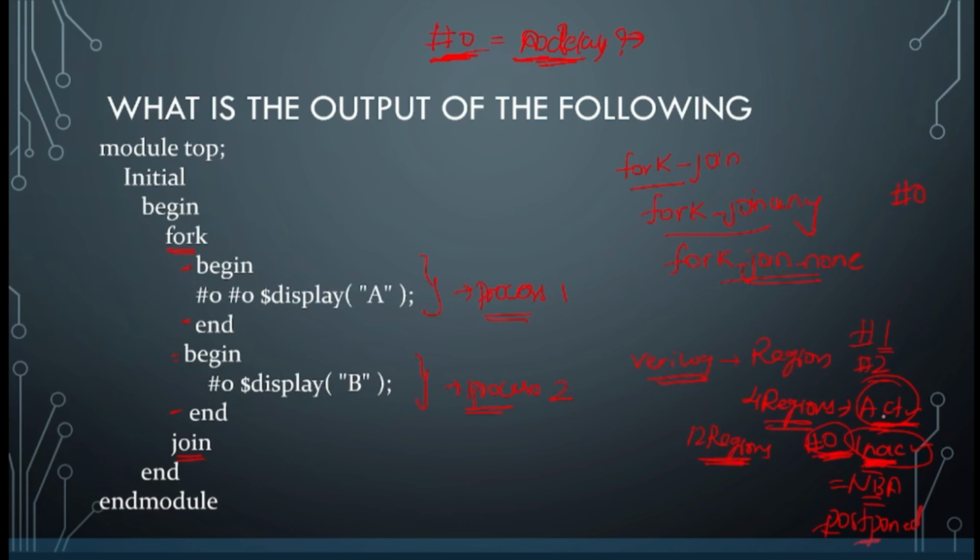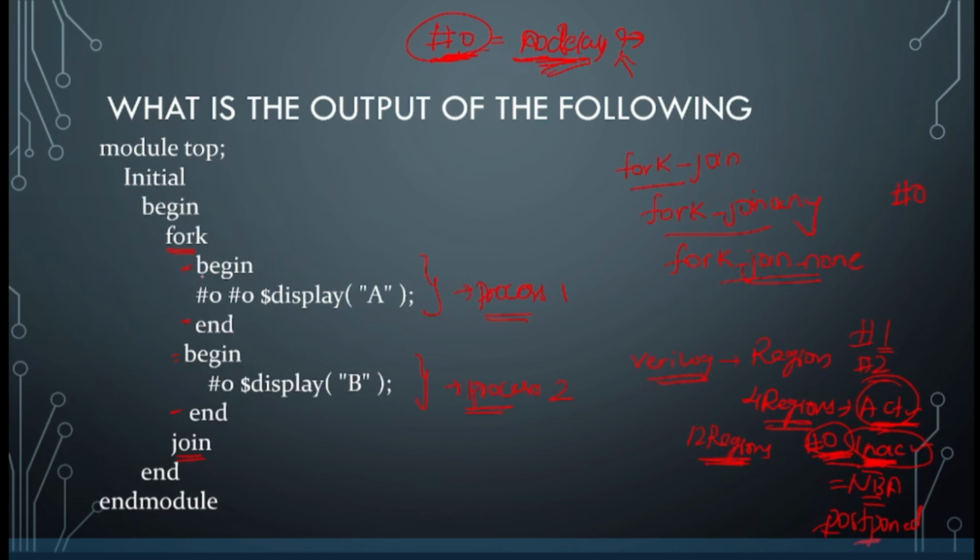That means if there are any no delay statements, those will be executed first, and then comes the opportunity for #0. So that is the difference between #0 and no delay. Basically all the no delay statements will be executed first, and then the #0 statements will be executed in the inactive region. We have talked about this in the case of Verilog regions also. You can go there and check it out, right?